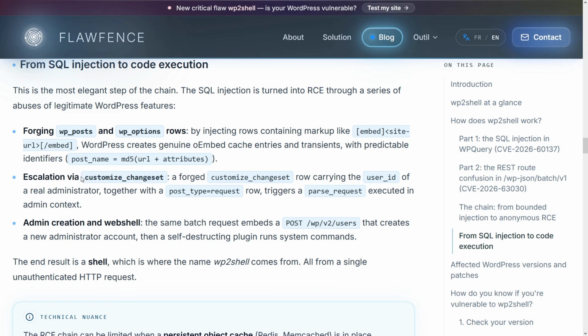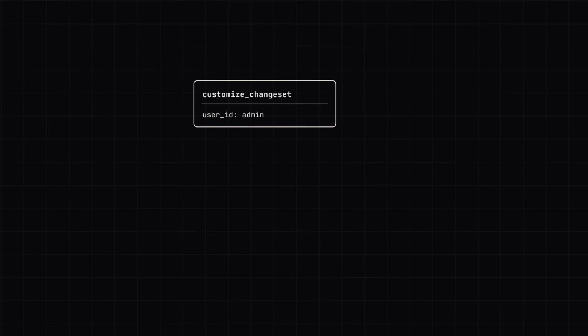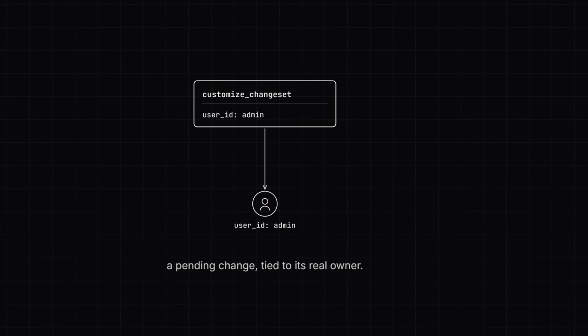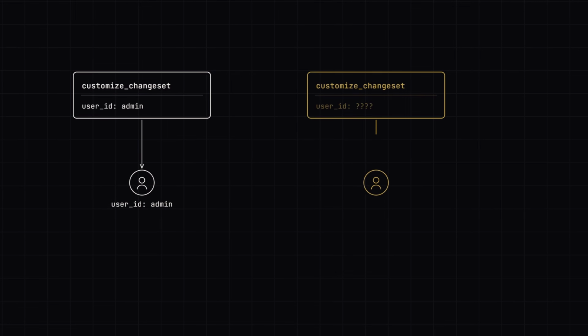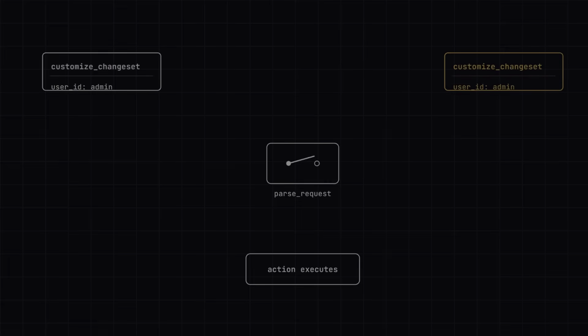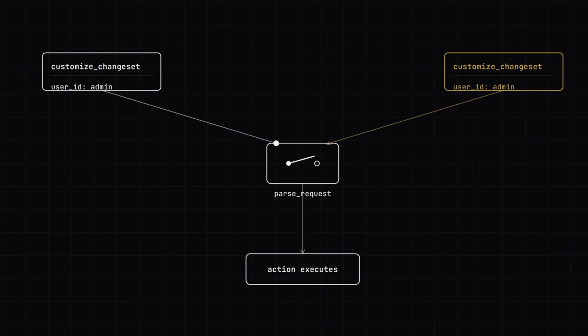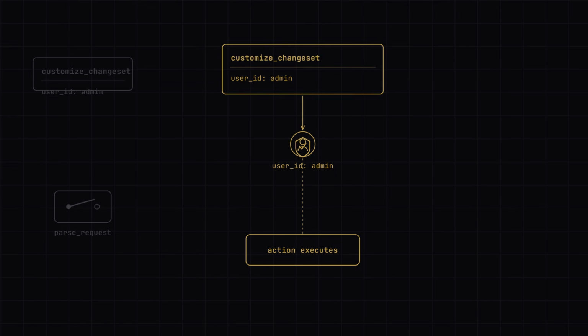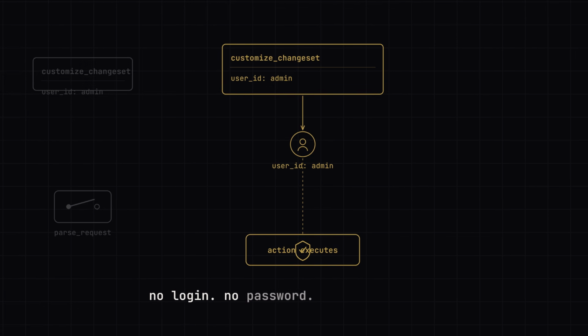Okay, so the next step is escalation via customize changeset. So basically, the attacker fakes a database entry. If I read this, it's going to be really confusing for you, but if I have to explain this in simple words, I would say basically the attacker fakes a database entry that says this pending change belongs to admin user #1. So when WordPress later processes that pending change, it trusts the label and runs the action as if the admin themselves triggered it. No login needed, no password guessed here. It's identity theft at the database level. Force the owned-by-admin tag, and WordPress's own code does the rest under that admin's authority.